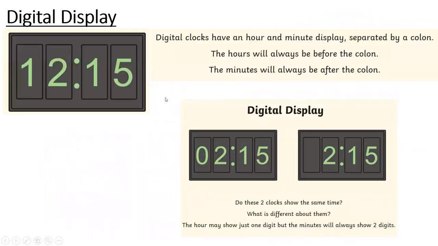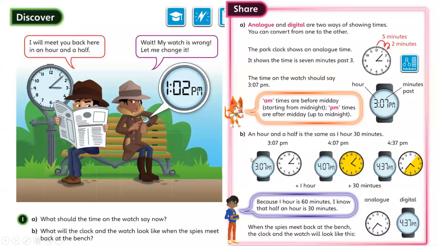When we look here on our digital clock, the slight difference is that this digital clock has four numbers, and this one has only got three. It has three numbers when it goes from 1 o'clock in the morning up to 9 o'clock in the morning. And then after that, we'll be using the two digits here. Digital clocks have an hour and minute display, and they separate the hours and the minutes with the colon, which are the two dots. The hours go first, before the colon, and the minutes are after the colon. And that makes it really easy for us to tell what the time is.